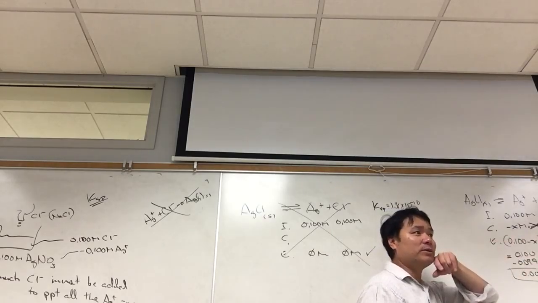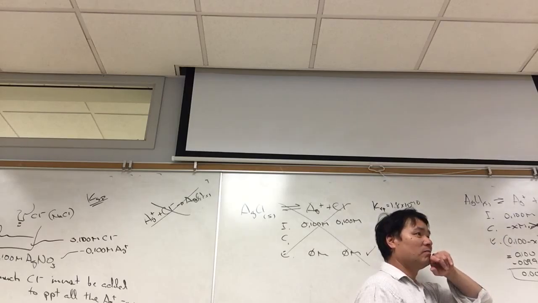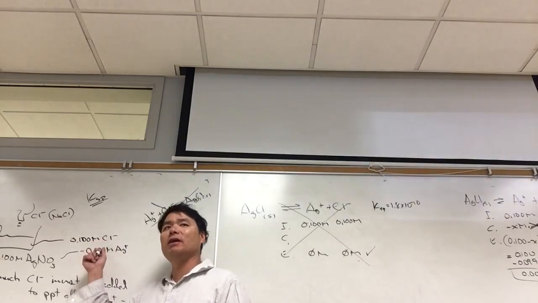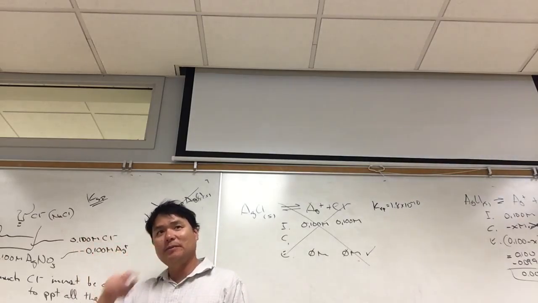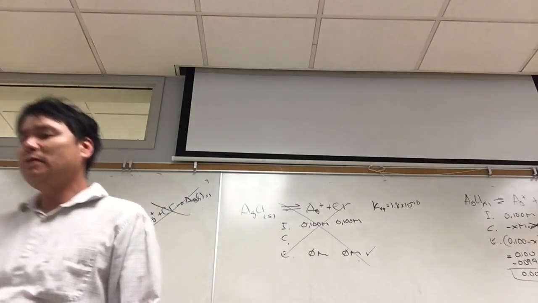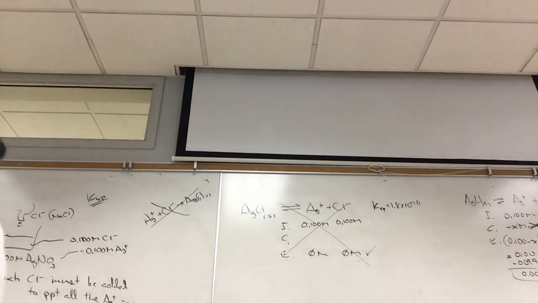I want to precipitate out 100%. And so it's kind of weird because I added the right amount. This is the right amount of chloride, right? But because of this equilibrium, it didn't all precipitate out. And so let's try something else.